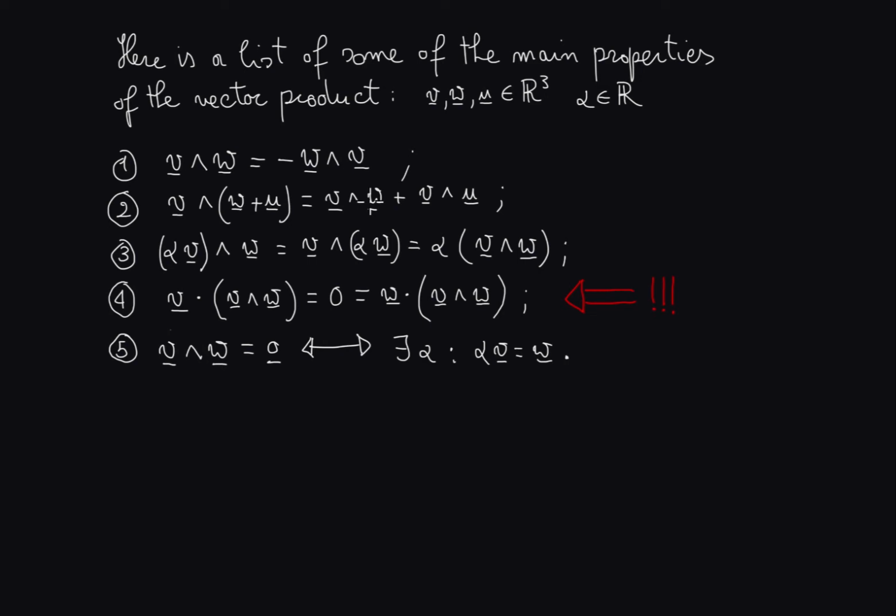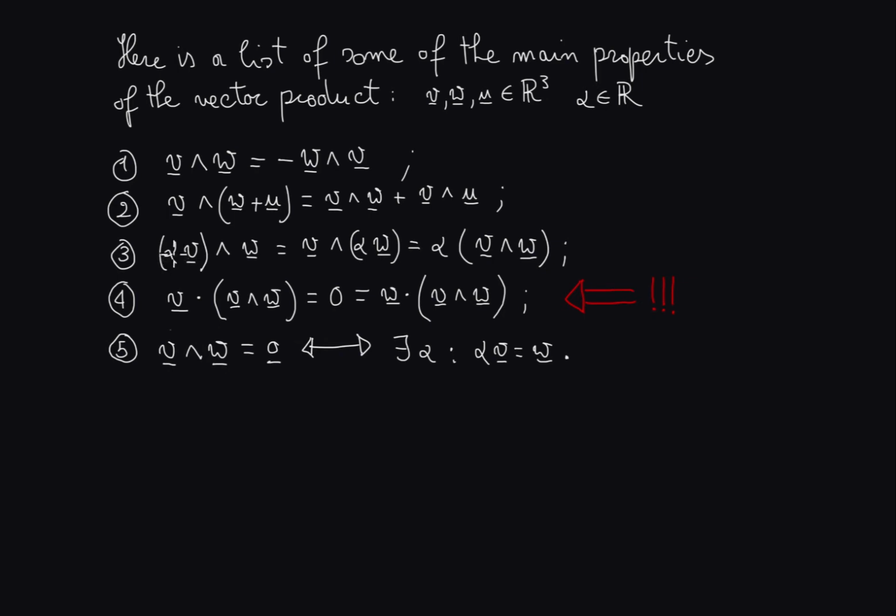And this reads explicitly as follows: v vector the sum of w plus u equals the sum of two vectors. The first summand is v vector w, and the second one is v vector u. Third property is some sort of commutativity with respect to multiplication by scalars.